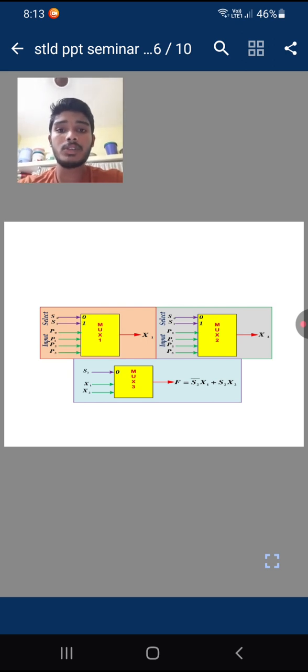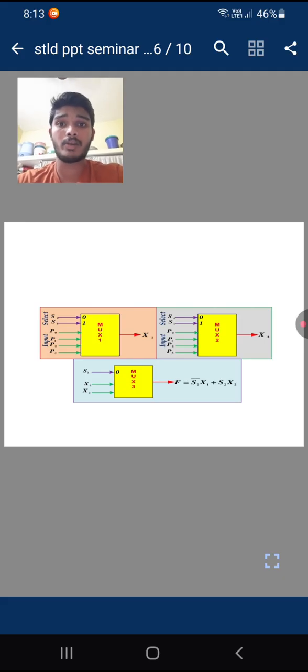The two outputs of the 4 by 1 multiplexers are connected to the two inputs of the 2 by 1 multiplexer. Here two selection inputs are selected at the 4 by 1 multiplexers. The other selection input is selected at the 2 by 1 multiplexer. The three selection inputs are satisfied in the 8 by 1 multiplexer construction.